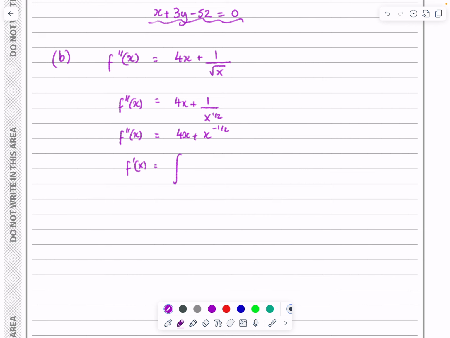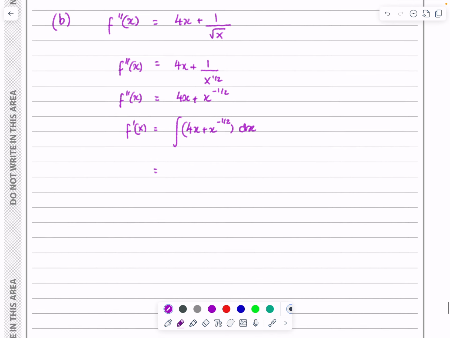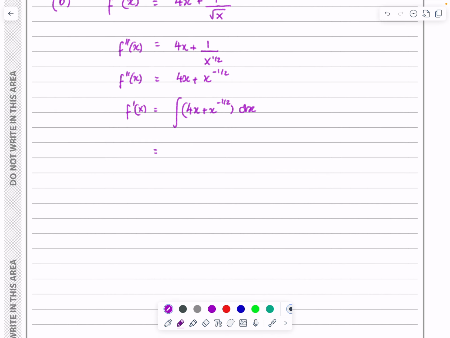I'm going to tell the examiner what I'm doing. I'm not rushing. So 4x plus x to the minus a half. Really nice if you put the dx on there when we're integrating. Make it clear. Integrating, nothing complicated here, well, certainly not the first term. Add 1 onto the power divided by the new power. So you should be able to do this.